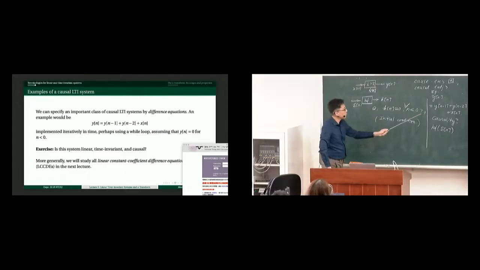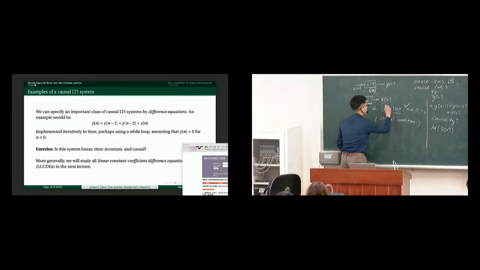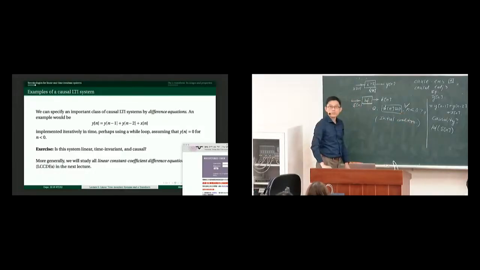Generally, upon some further assumption, you can convince yourself that indeed the impulse response is all 0 before time 0. It just hasn't, our computation hasn't even started. Okay.